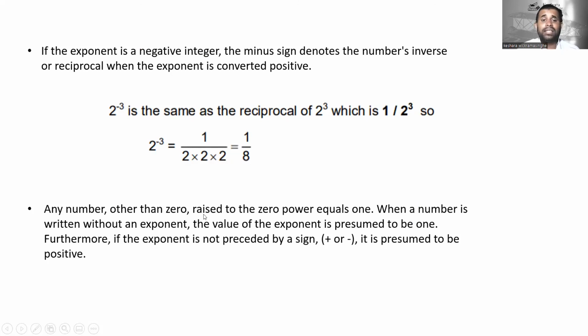Any number other than 0 raised to the 0 power equals 1. When a number is written without an exponent, the value of the exponent is presumed to be 1. Furthermore, if the exponent is not preceded by a sign, plus or minus, it is presumed to be positive.